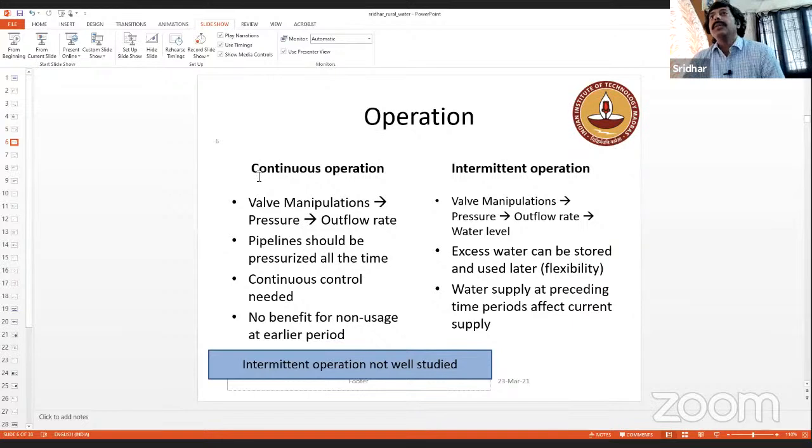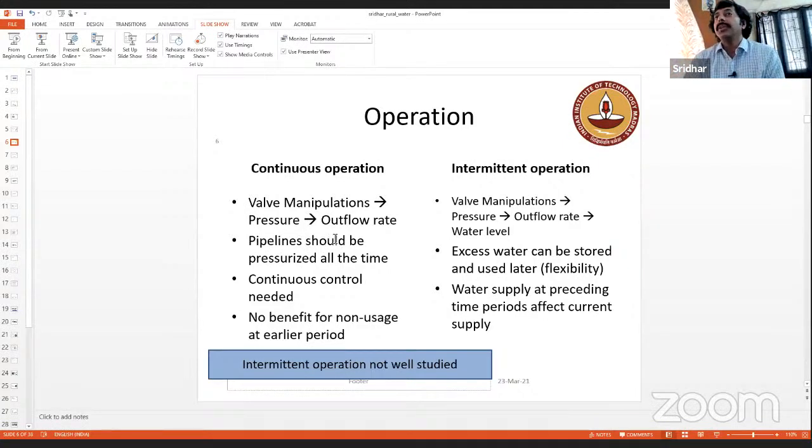So now again, I want to point out the difference between continuous operation and intermittent operation. I gave you simple examples. In continuous operation, you open a valve and that changes the pressure, and because the pressure changes, it affects the outflow rate. In intermittent operation, you open a valve, it changes the pressure, it changes the outflow rate. However, because this is intermittent supply, water has to be stored by the consumer, so it can only affect the level of water in a sump or a tank.